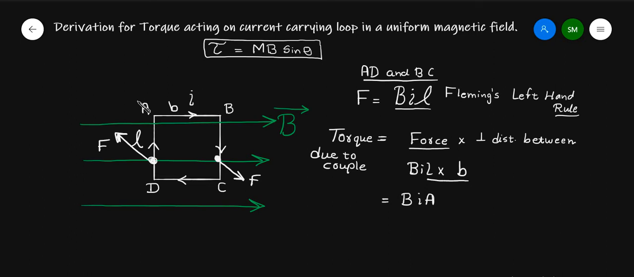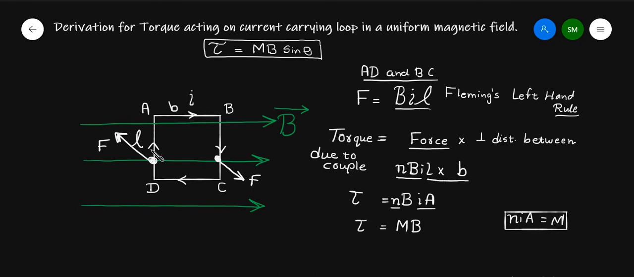However, if this coil has n number of turns, then similarly to this AD side that we have shown, n number of sides like AD will be there. That's why the force acting on the n sides will become n times BIL. Here n will also come. So this is the formula for torque acting on this coil. Now here, this NIA is written as dipole moment. You remember, NIA is equal to M, that is dipole moment. So in place of NIA I can write M, and torque becomes MB.